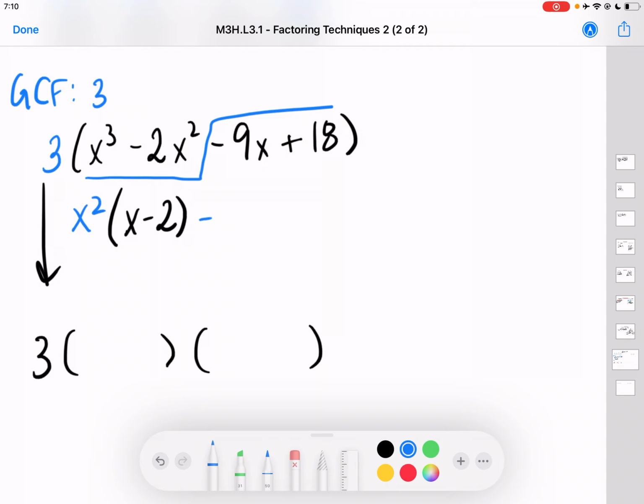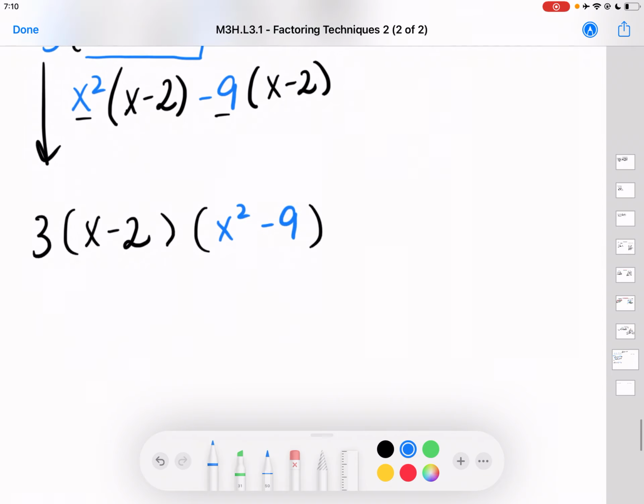Greatest common factor of the second pair is negative 9. Remember, take a negative out if your first term is negative. And then you get x minus 2. So we factor out that x minus 2 because that's the greatest common factor of these other 2 terms. And then you've got the x squared minus 9 as the other one.